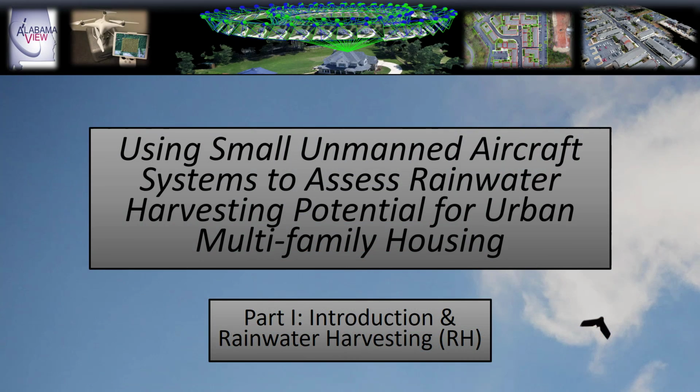Hello everyone, welcome to our 5-part video series titled Using Small Unmanned Aircraft Systems to Assess Rainwater Harvesting Potential for Urban Multifamily Housing. In this series, we will discuss a variety of concepts and methods utilized in assessing a particular urban area's rainwater harvesting potential while placing emphasis on the incorporation of a small unmanned aircraft system in our data collection technique. This series aims to educate users about the methods employed when using a consumer-grade unmanned aircraft system for aerial data collection. In our series, the model UAS used will be a DJI Phantom 4 Professional.